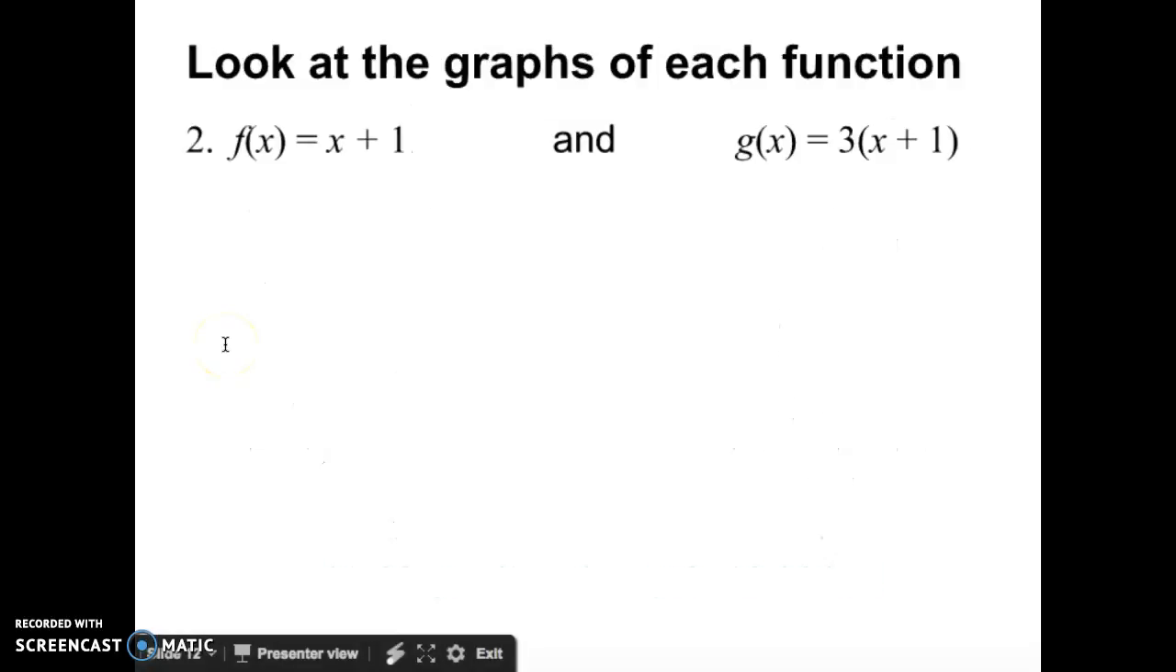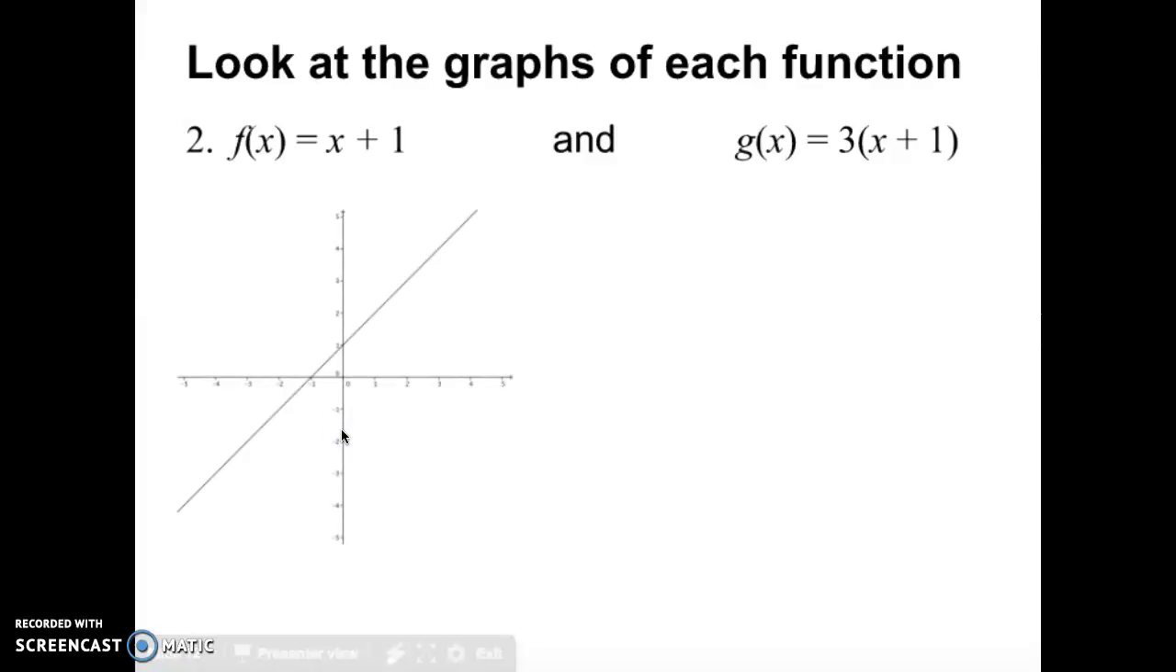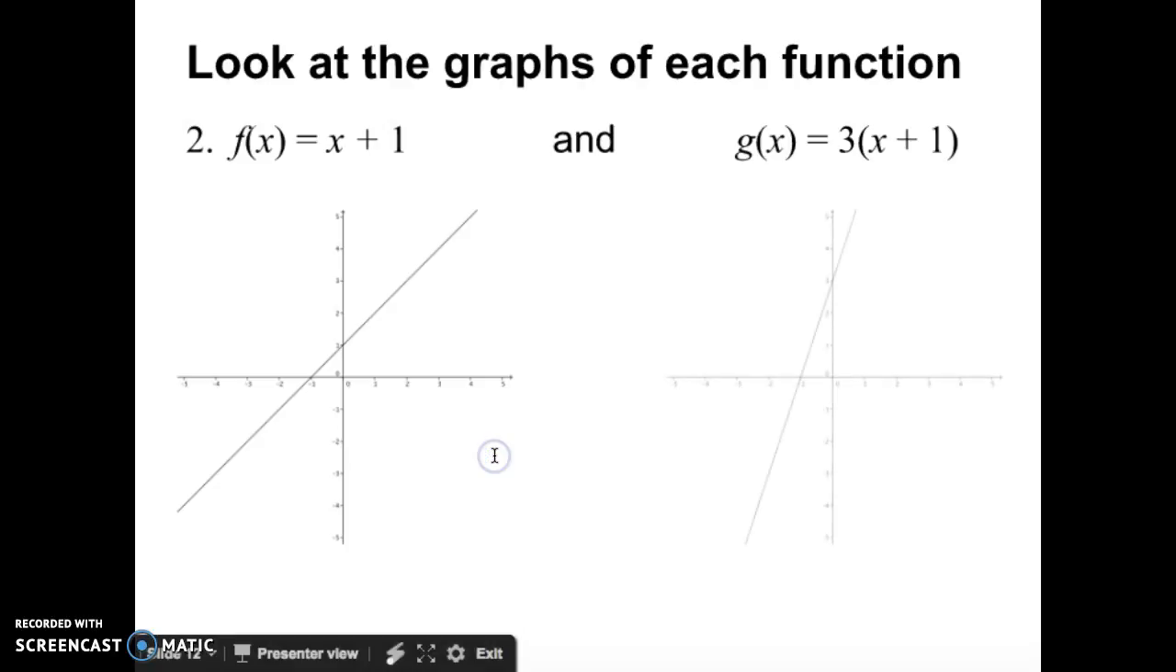Okay. Our second example, we have an equation of a line, x plus 1. Okay, so we know that line looks like this. You have a y-intercept of 1 and a slope of 1. So again, when I put a 3 in front of it, it's going to be like pulling on the top and bottom, up and down, and just vertically stretching it. Okay, really pulling on it. So let's go ahead and see what that would look like.